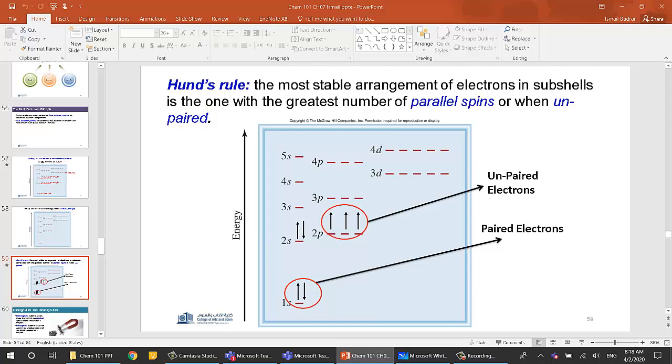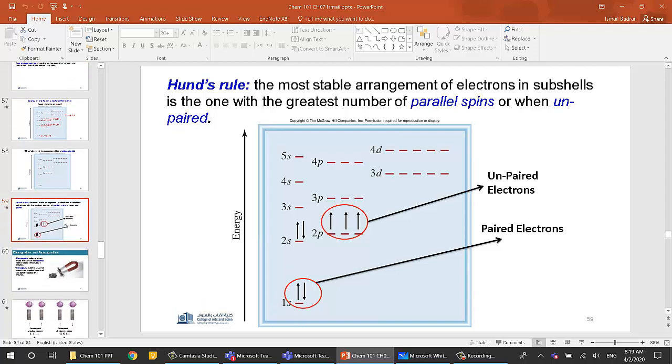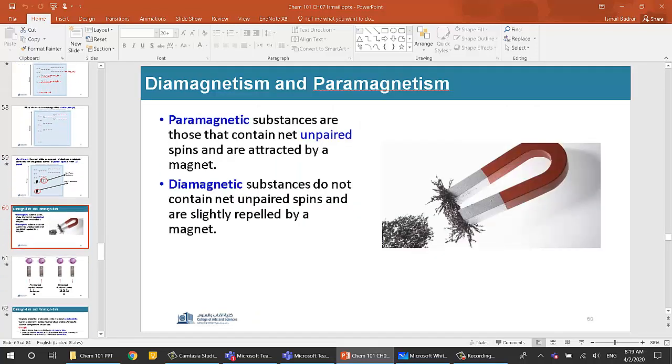For the 2p, now we have different possibilities here. Either we put the two electrons in the first px, or we write them down the best way, which is all of them unpaired. We're going to practice this soon. This is called Hund's rule.